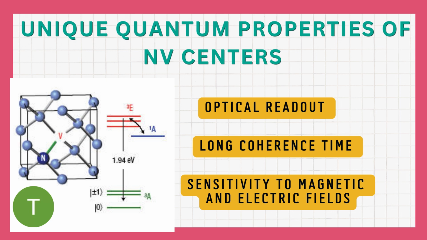What makes NV centers so special? Their quantum properties include an optical readout, which means NV centers emit red fluorescence under laser excitation, which varies depending on their spin state. They also have a long coherence time, which means NV sensors maintain quantum coherence even at room temperature, unlike many other quantum systems. And lastly, they have sensitivity to magnetic and electric fields. Because their spin states are influenced by external perturbations, they function as atomic scale quantum sensors.